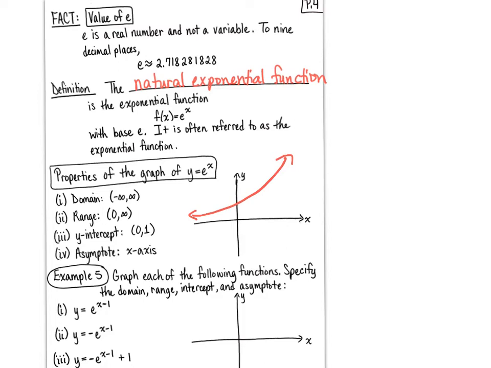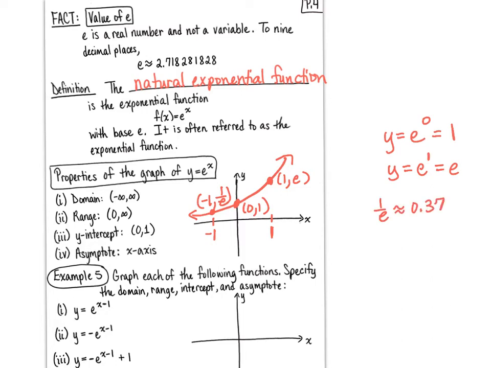So notice that here, this would be 0, 1. That would be your y-intercept. Why? Because y equals e to the 0, and e to the 0 is just 1. You also know when x is 1, you have y equals e to the 1, which is just e. So you get the point 1, e. And then what do you get for y when x is negative 1? 1 over e. Good. And 1 over e is approximately 0.37, just so you know. You won't really use it a lot, but just so you'll know it.